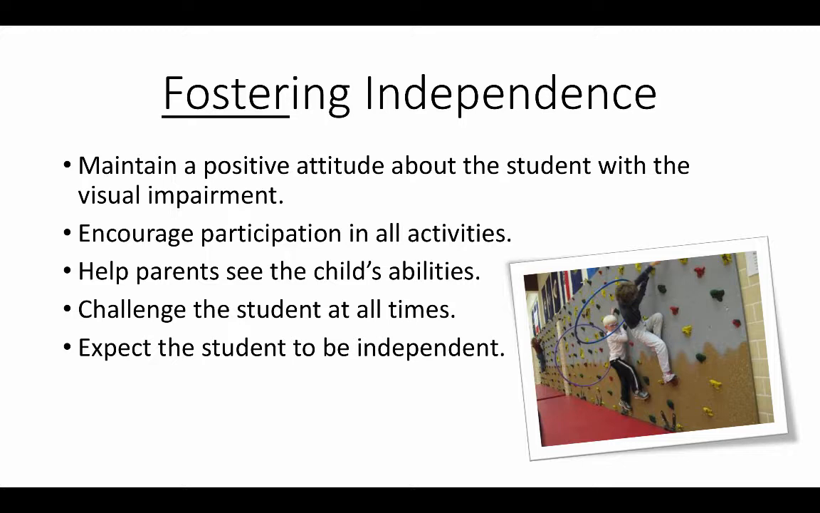The other thing is we need to break down this barrier of the parents being overprotective. We need to let the parents see their abilities. And as always with any student with a disability, we need to challenge them and raise their expectations. We should expect students who are blind and visually impaired to be independent and to advocate for themselves. If they need assistance, they need to be able to verbally say that to someone and not just stand there and wait.